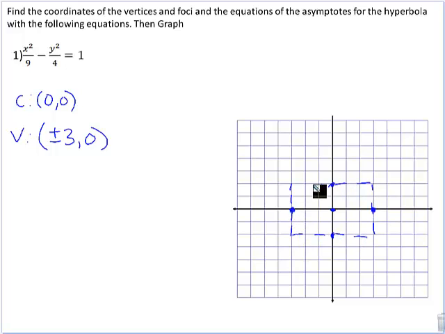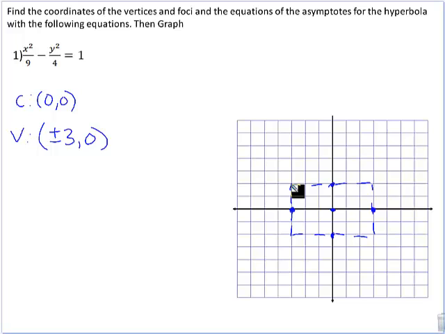So those are vertices too? Nope, those are not vertices. Those help us create the box. Our vertices are only the 2 points that are going to be at the ends of the hyperbola. So here the x comes first. So it's got to be the 2 on the left and right. Okay, so we drew a box out of those points.